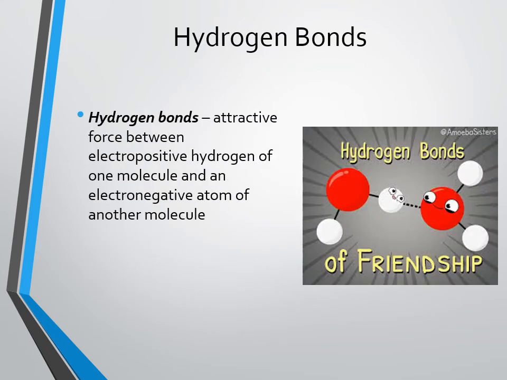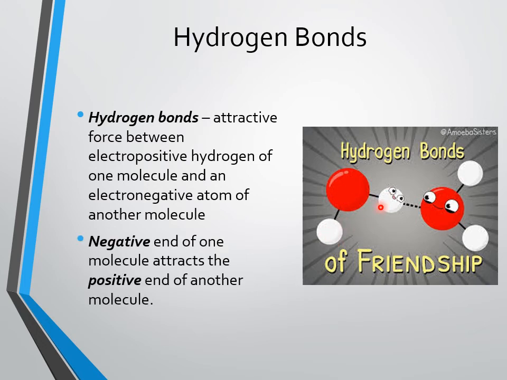Getting on to hydrogen bonds, they're an attractive force between an electropositive hydrogen in one molecule and an electronegative atom of another one. We get these when we talk about water. You can see right here, this is water, here is your oxygen, here are your hydrogens. The negative end of one molecule attracts to the positive end of another one. This is again the opposites attract rule.